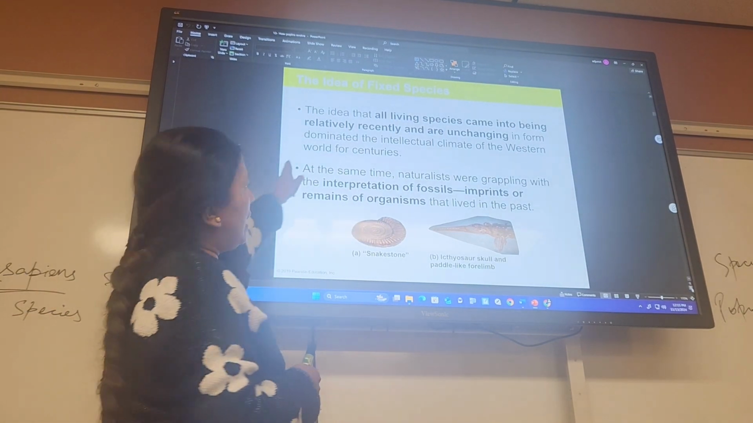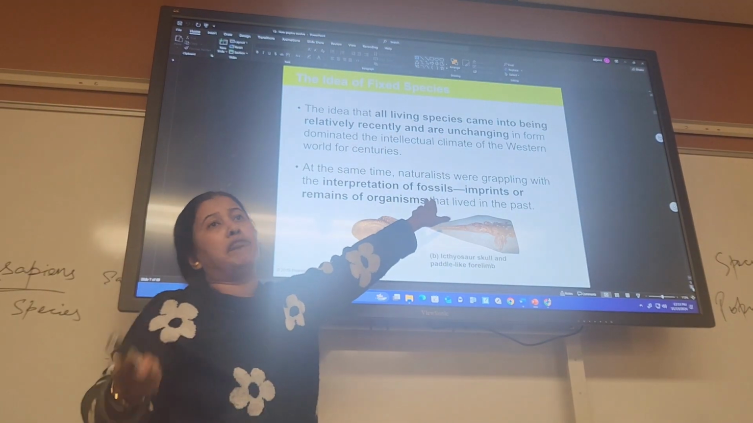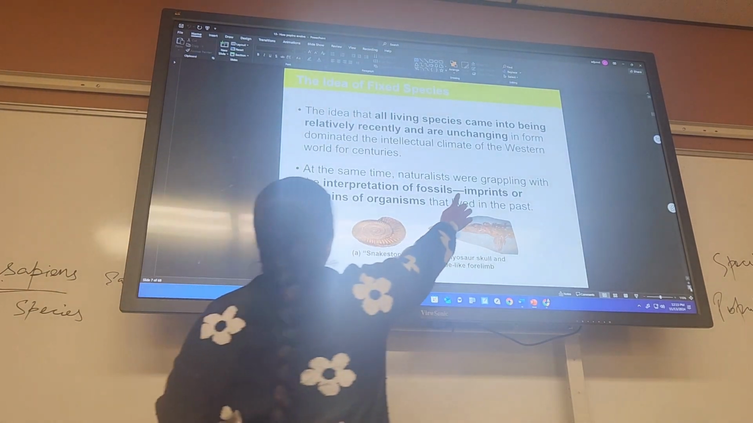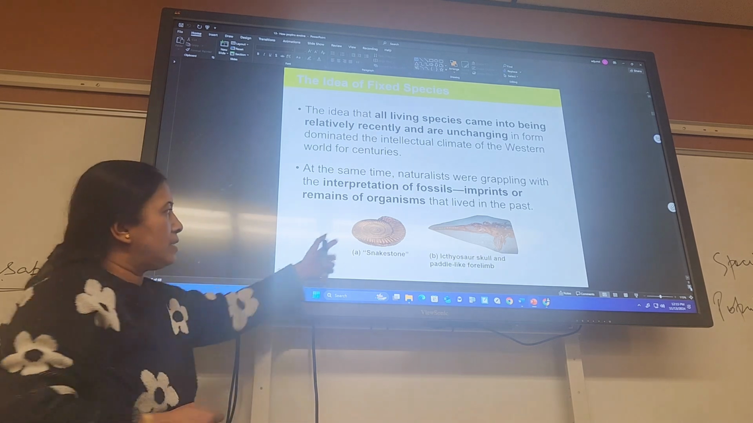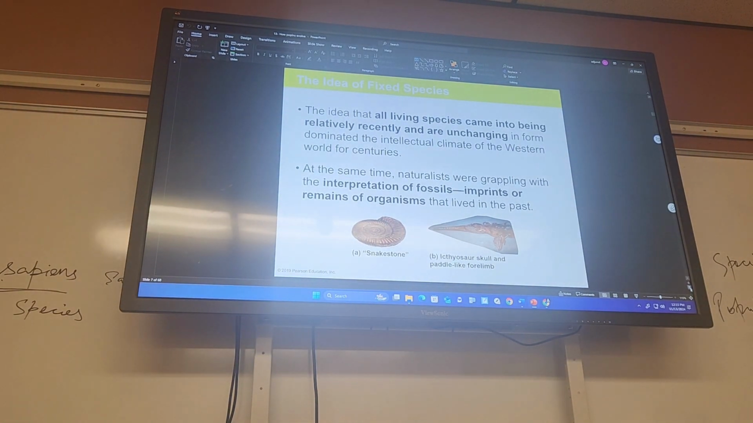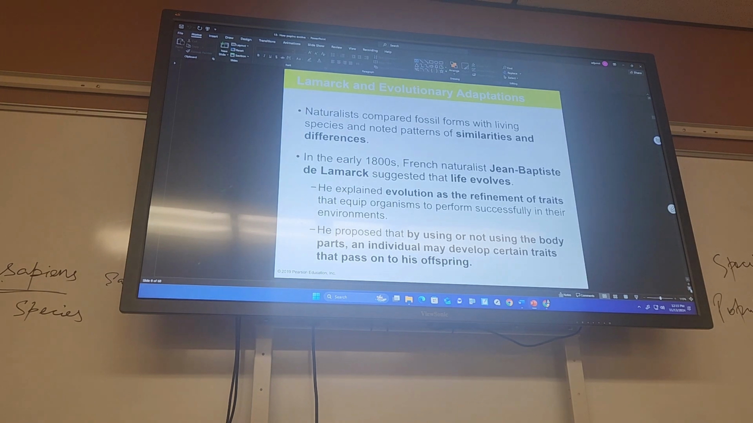They were grappling with the interpretation of fossils that were being found every now and then all over the world, right? They were coming with imprints. They saw remains of organisms that lived in the past. And they were like, okay, so where are these now? Where have they gone? Why are they not here?